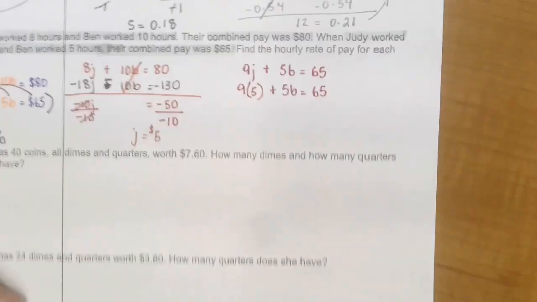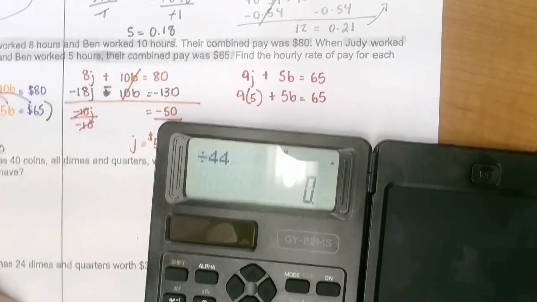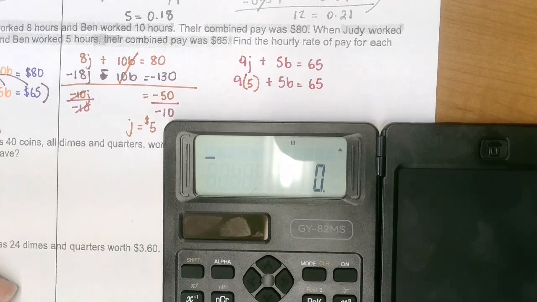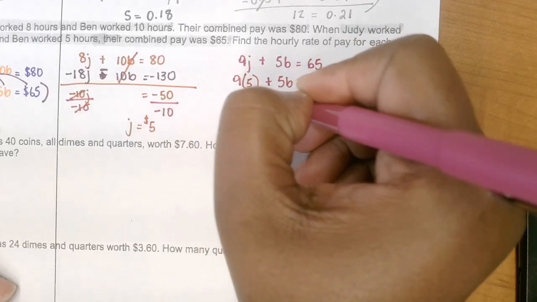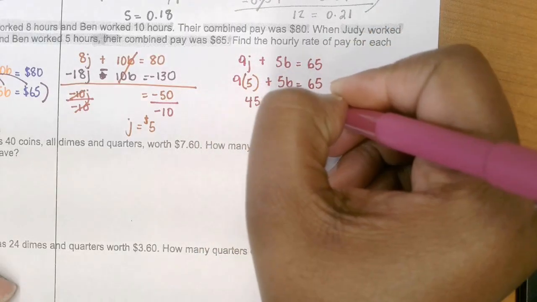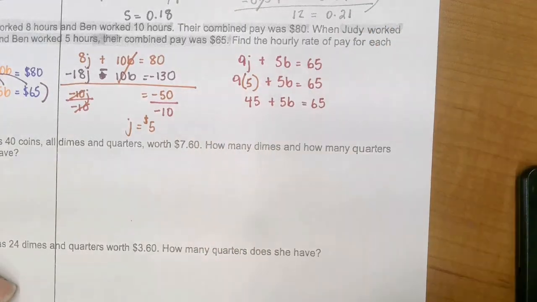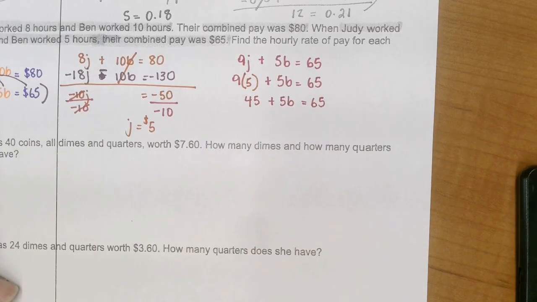Then I'm going to do some simple math. If I don't remember my times table, I'm going to say 9 times 5 is 45. So this is 45 plus 5b equals 65. Now I'm at another fun part.